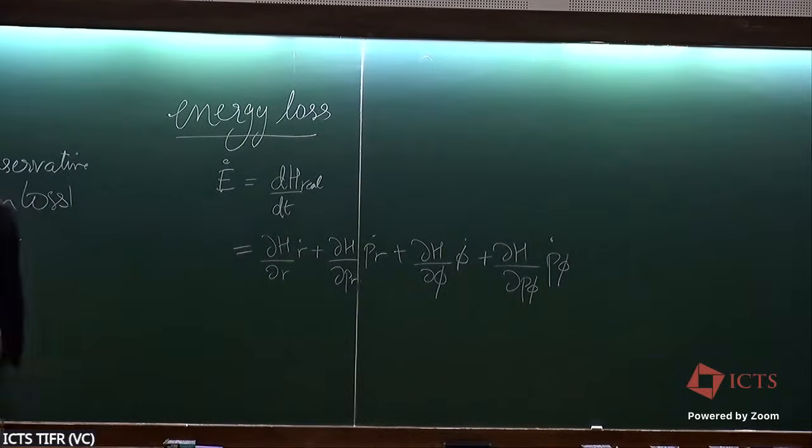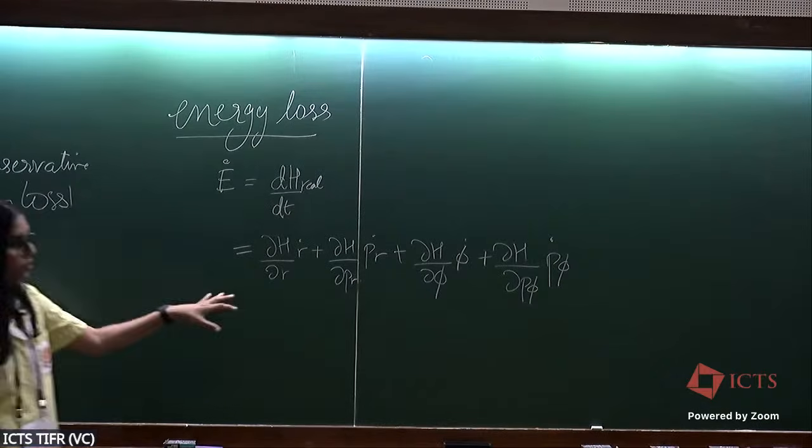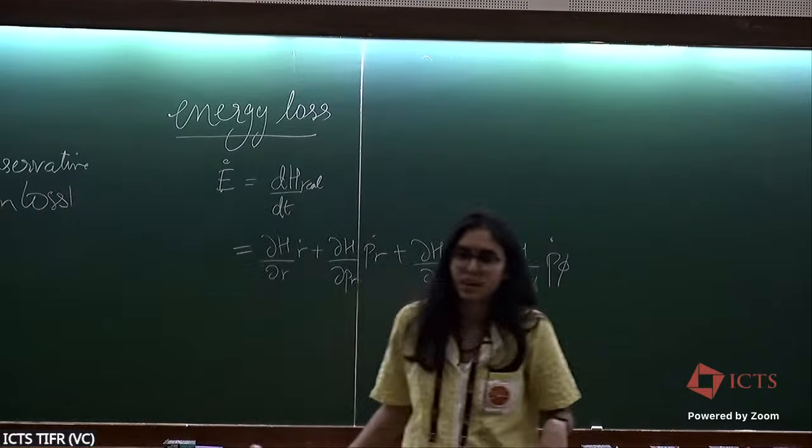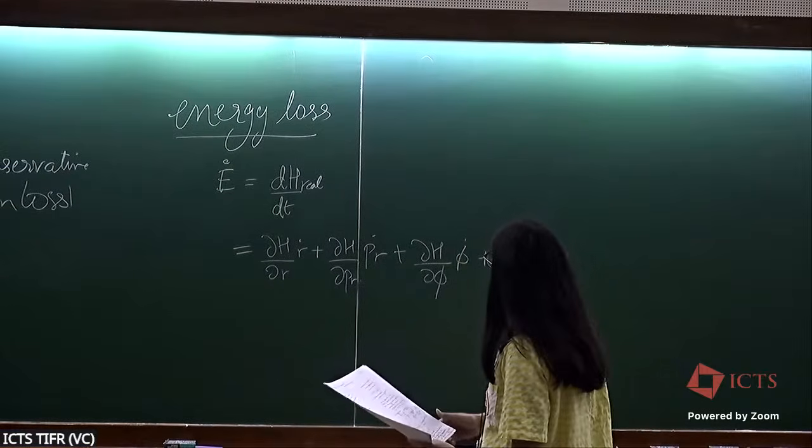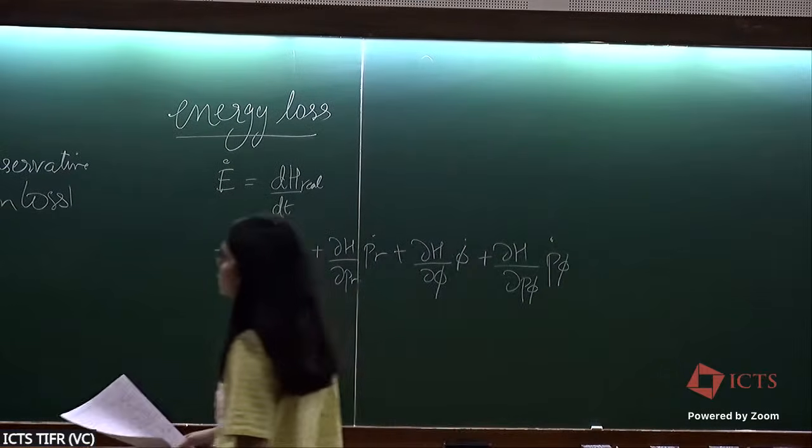If we were only focusing on the conservative part of the dynamics, and if we put the equations of motion in this equation, we should be able to get 0 because there are no losses. That's the whole idea of the conservative piece. But that's not the case. We have to add the radiation reaction effects.